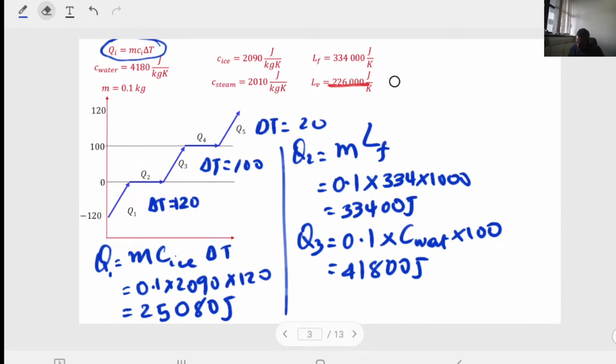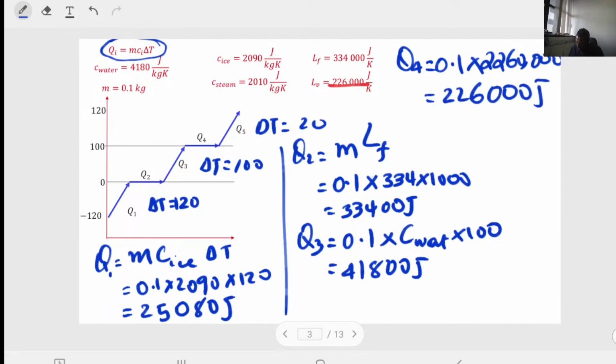I'm going to just write here. Q4, which is the highest, is 0.1 times 2260 and 1000, which I get about 226,000 joule. You see, this is the highest heat.